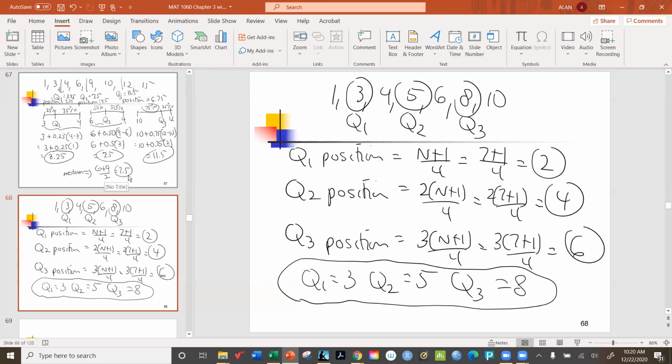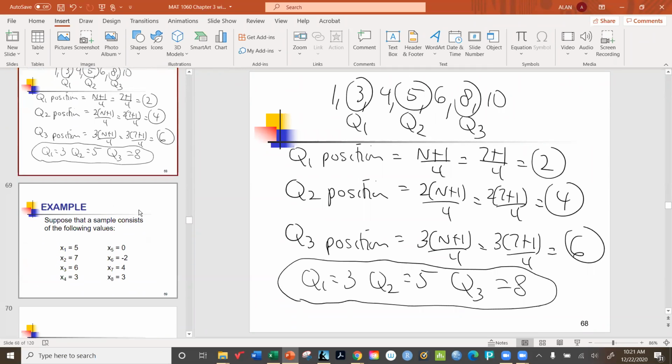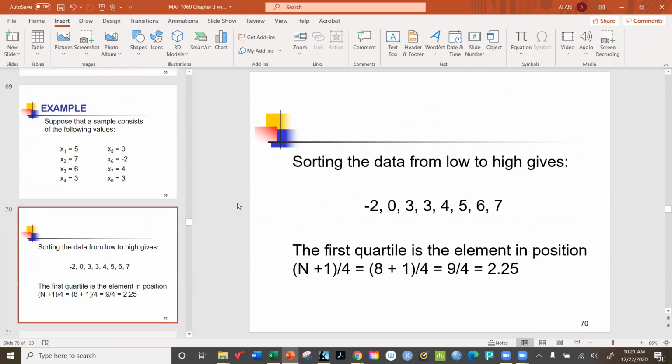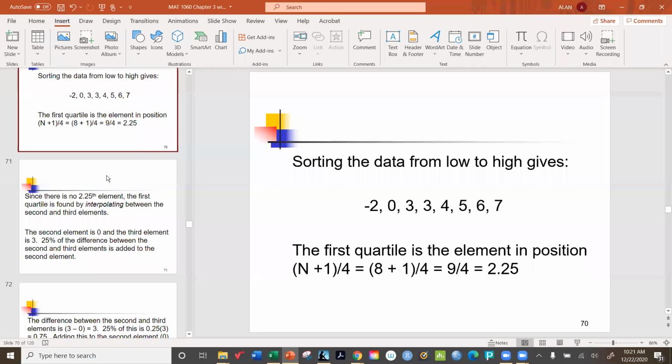Now, I just want to point out too here that we're looking at very small samples here. If you had a large enough amount of data, all the other techniques that are out there for finding quartiles would probably give you very similar results to what we did here. It's only when you have very small amounts of data that there can be big differences between the different available techniques. All right, so yesterday we looked at this, so we don't need to go through this all over again. We've already done this one.